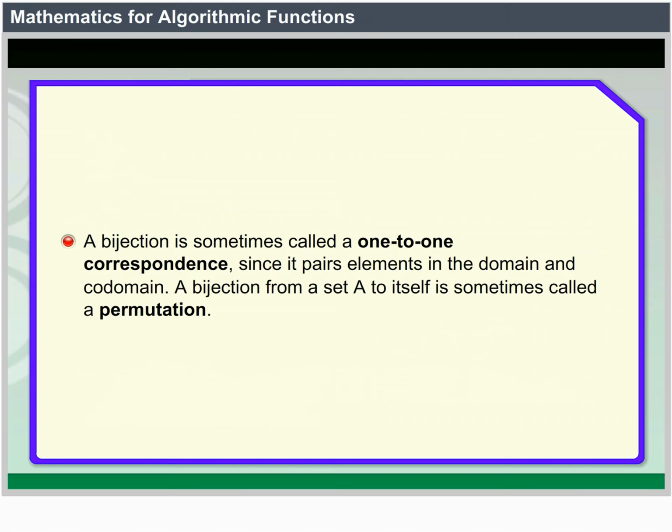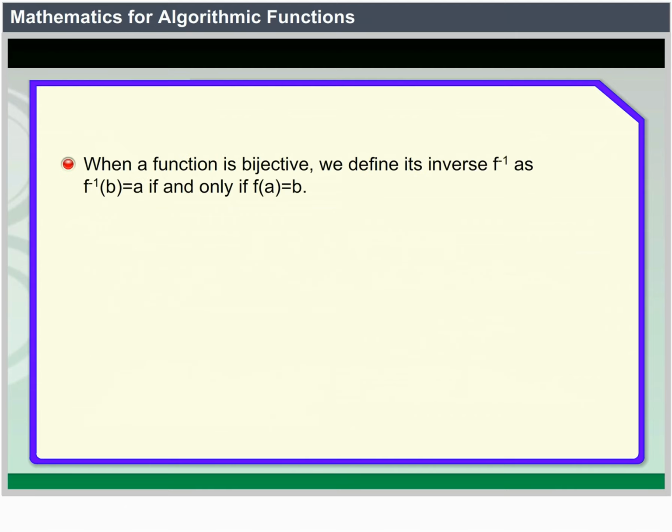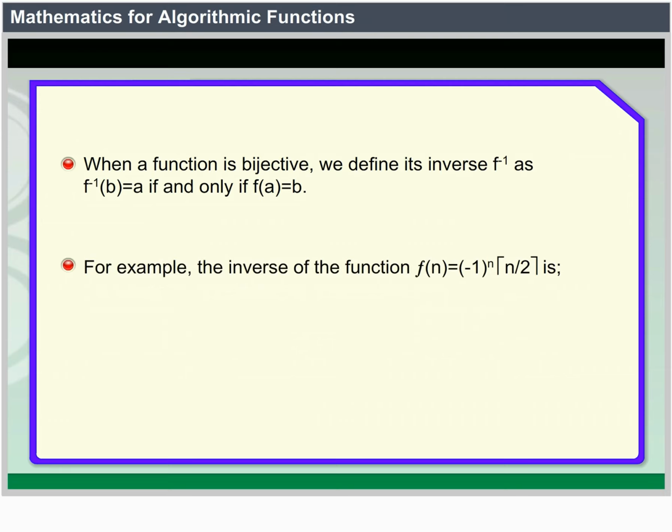When a function is bijective, we define its inverse, f inverse, as f inverse of b = a if and only if f(a) = b. For example, the inverse of the function f(n) = (-1)^n ceiling of n by 2 is f inverse of m = 2m if m is greater than or equal to 0, and -2m - 1 if m is less than 0.